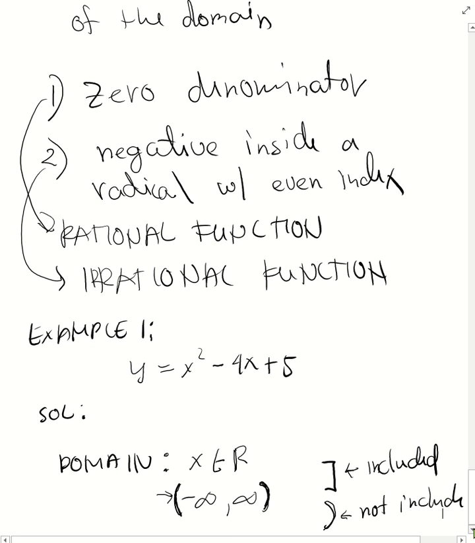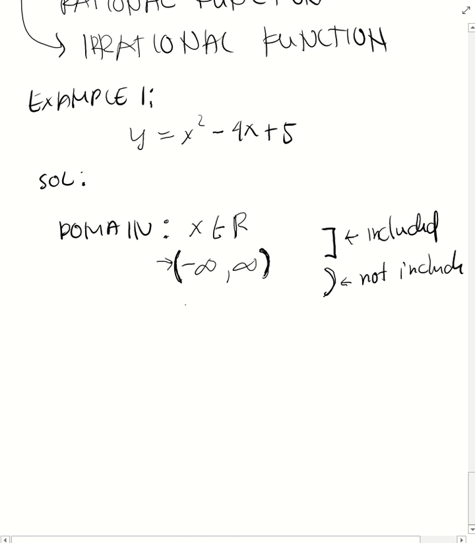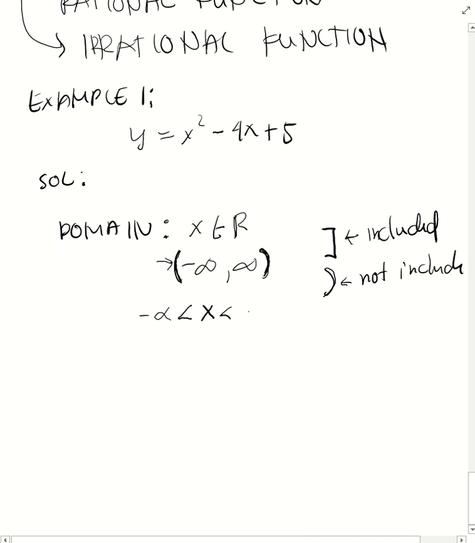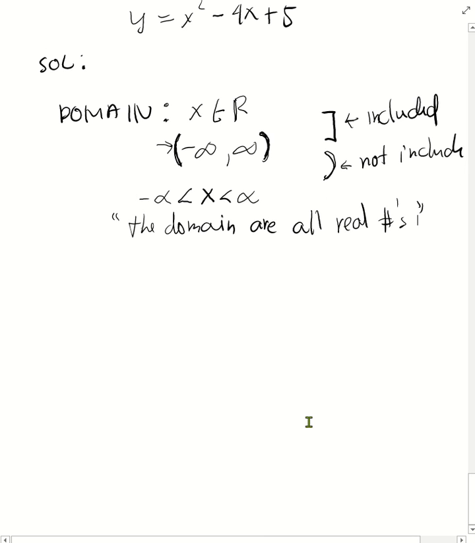Another way is through inequality notation. So x is greater than negative infinity but less than positive infinity. So these three are all the same, or you can simply write the domain is all real numbers. These are different ways of writing the domain. So you can use the first one, the second one, the third one, or you can just write word by word.